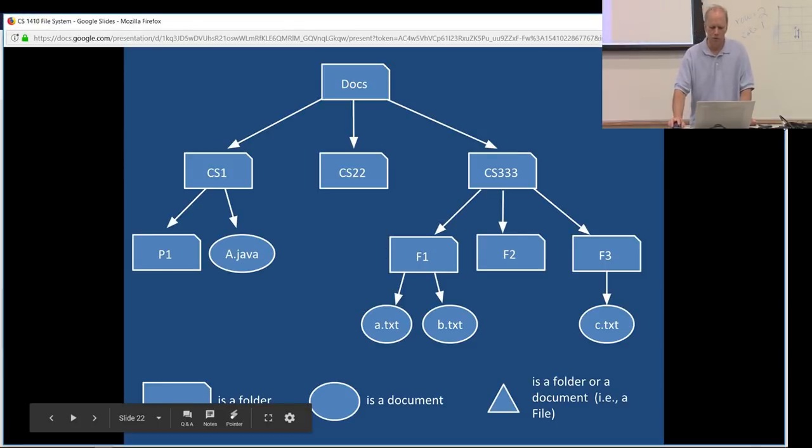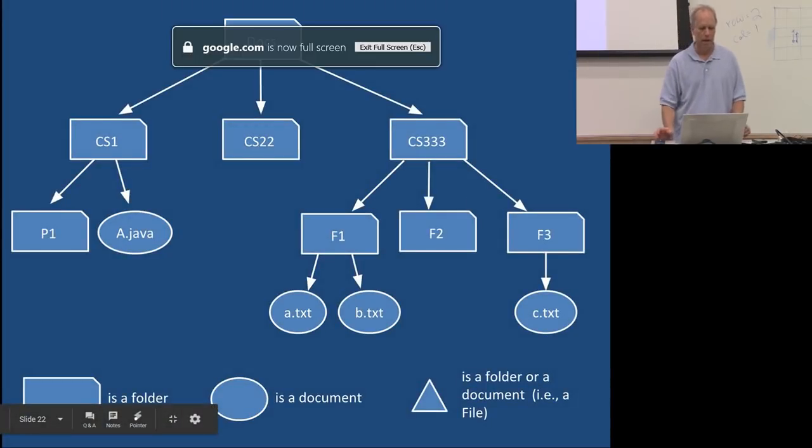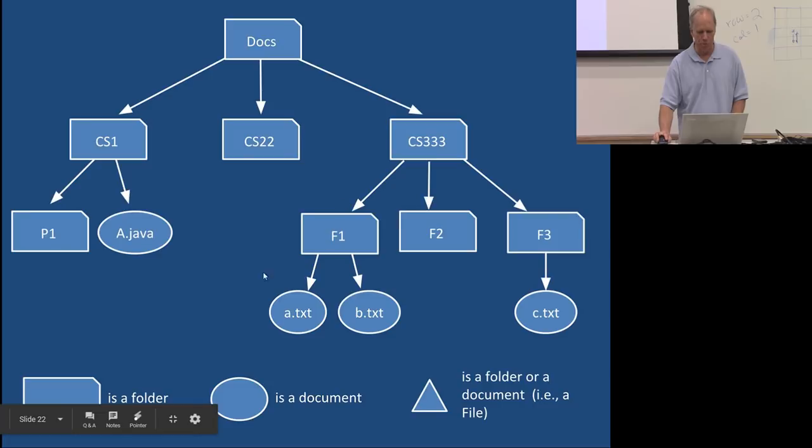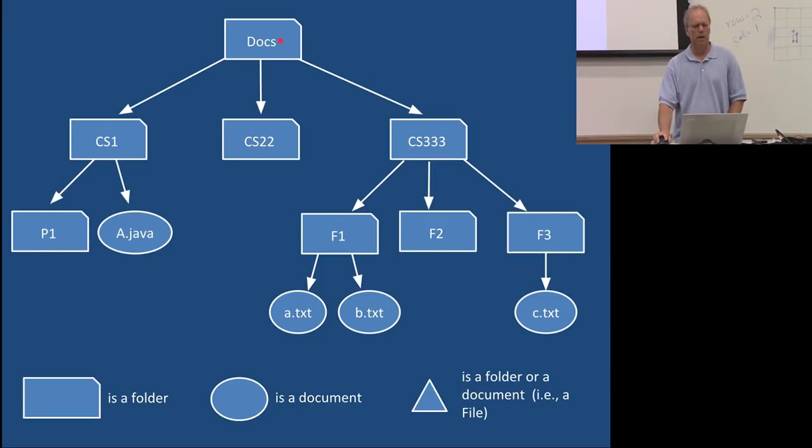Okay. This is a recursive data structure that you use all the time, namely the file system on your computer. Your file system is organized into folders and documents. So you might have a folder called Docs that contains 3 folders. And maybe the CS1 folder contains a P1 folder and a document called a.java. Maybe the CS22 folder is empty.